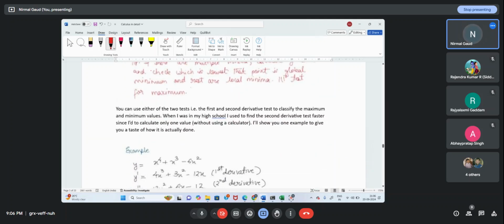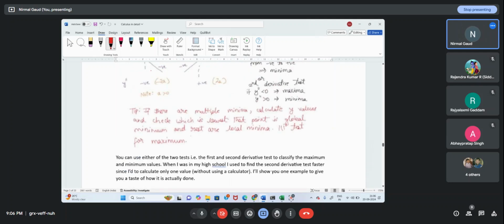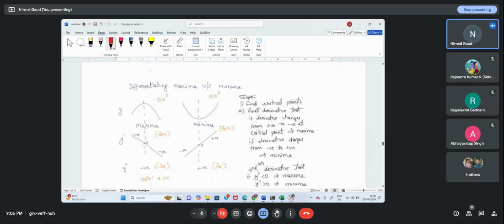Okay, so now here you can see the example. All right, a few more things: differentiating between maxima and minima. See, here you can make a curve like this, minus ax square. Its differentiation is minus 2ax. And this is how you are going to go from positive to negative. Okay, this is minima, and this is how you go from negative to positive. The answer is 2ax, because your function is ax square and this is minus ax square.